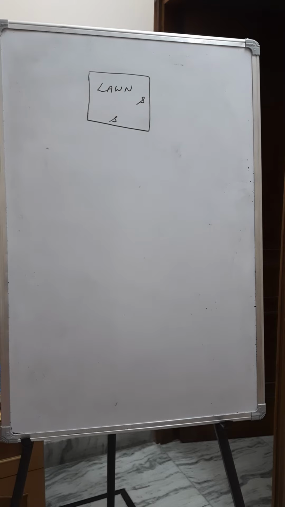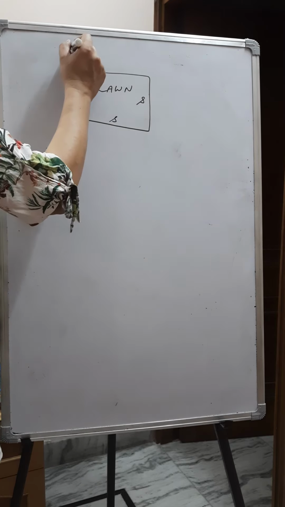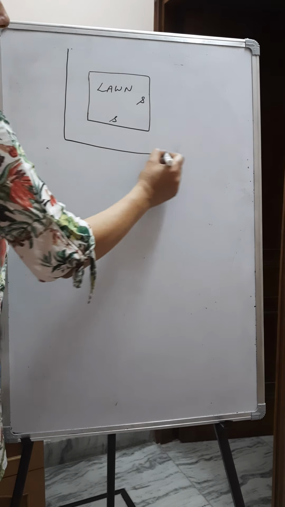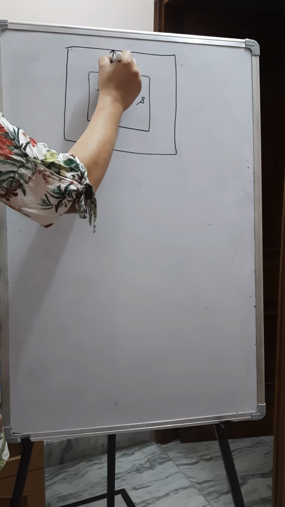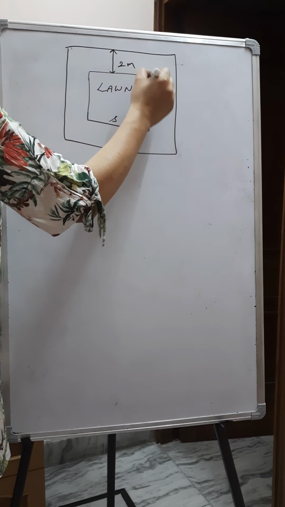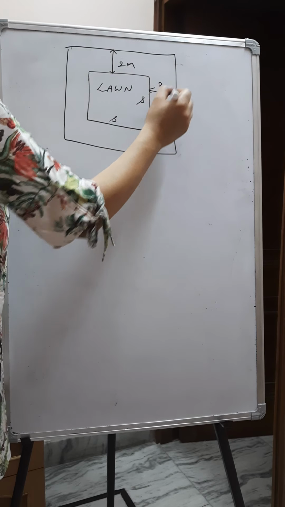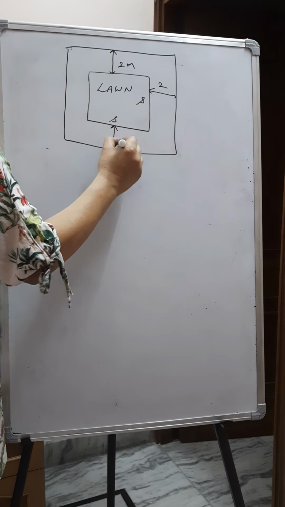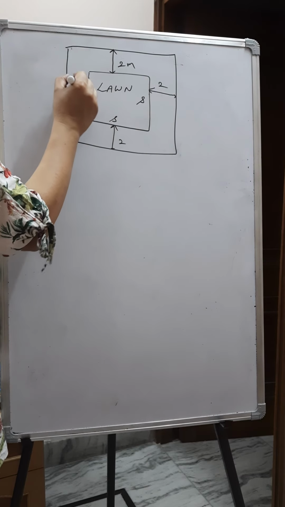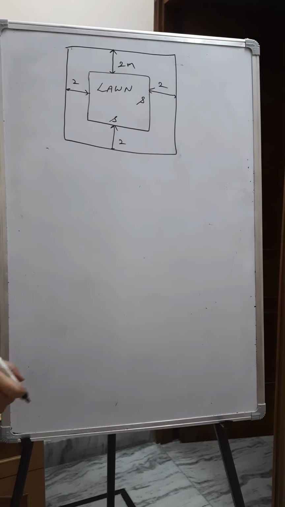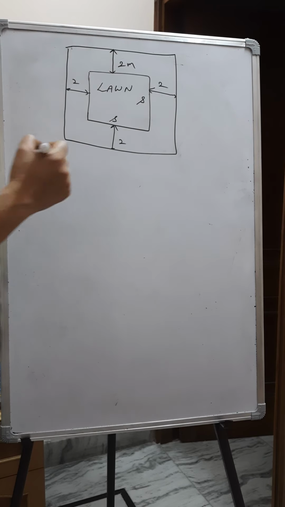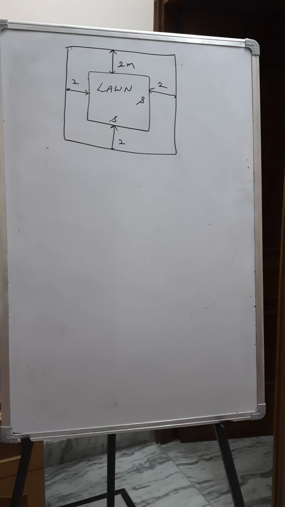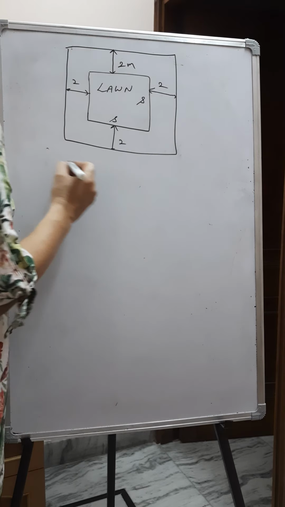A square lawn is surrounded by a 2-meter wide path, and there is the path around it which is 2 meter wide. This is also 2 meter, this is also 2 meter, this is also 2 meter. Now we have two squares. We are given the area of path. Area of path is 240 meter square.